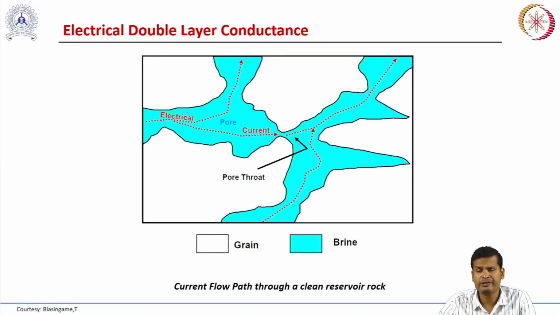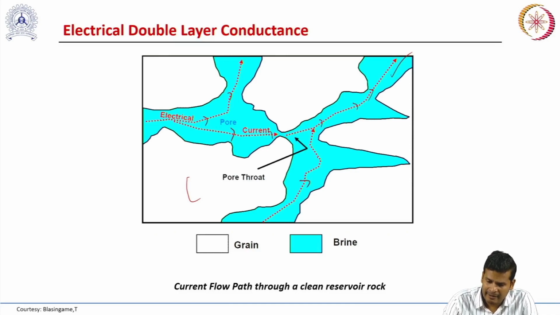We can visualize the current flow path in this figure. For example, in a clean formation, these whites are our grains and these colored parts are our flow path, or the pore spaces present inside our reservoir rock. We can see that this is the tortuous path followed by the current inside our reservoir rock. The current can flow in this way by following this tortuous path.